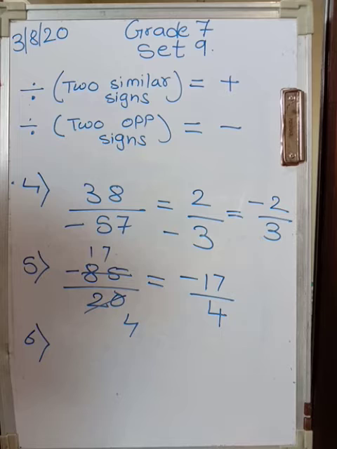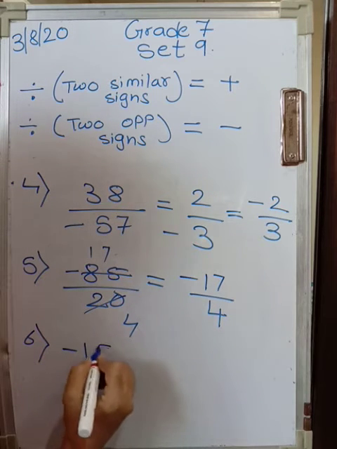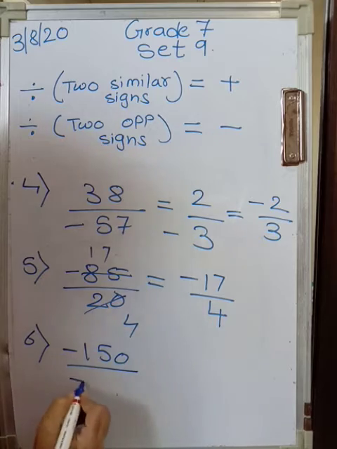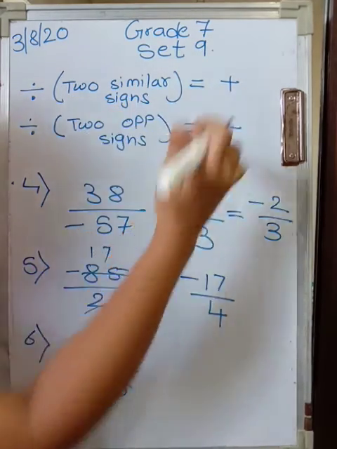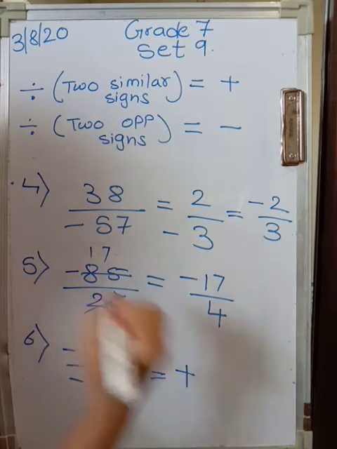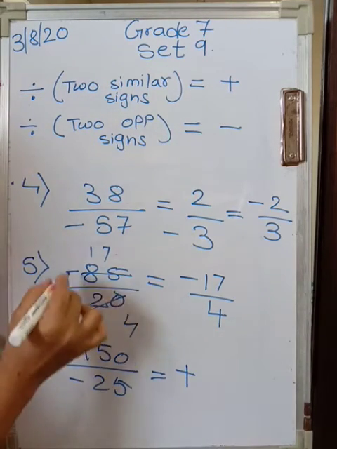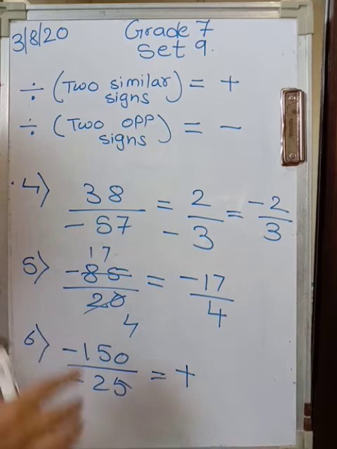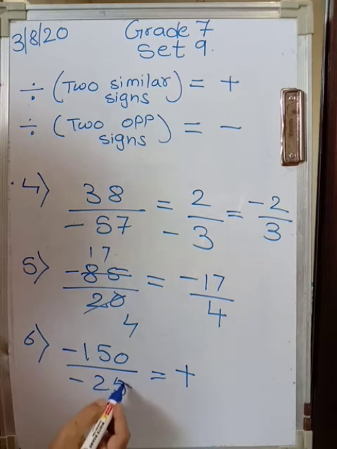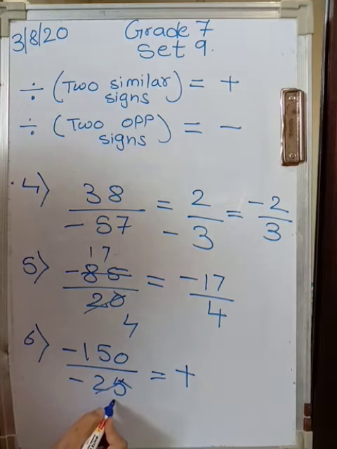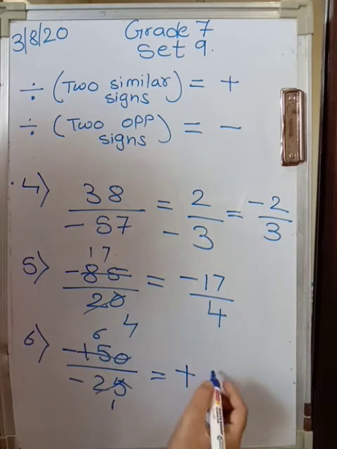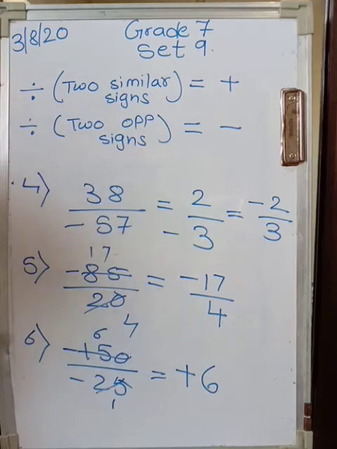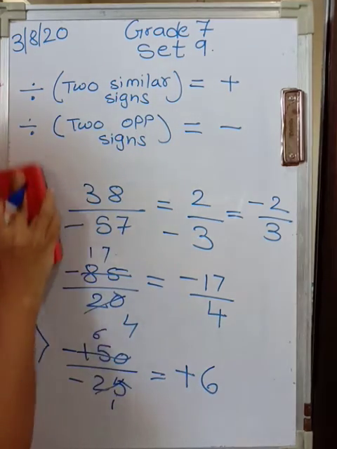Okay. The next, the sixth problem, we'll see quickly. The sixth one is minus 150 divided by minus 25. Now see, similar signs. Two similar signs. The answer will have a positive sign. So you give a positive sign to the answer. Here everywhere opposite signs were there. Here both similar signs are there. 25 ones are 25 and we know 25 sixes are 150. So the answer will be plus 6. Okay. Let's go for the seventh problem.